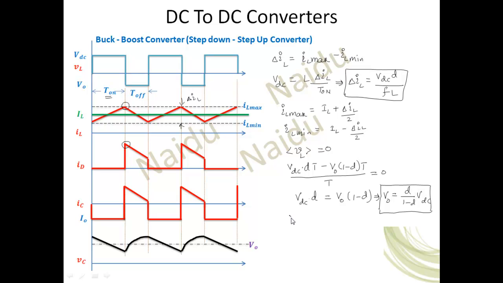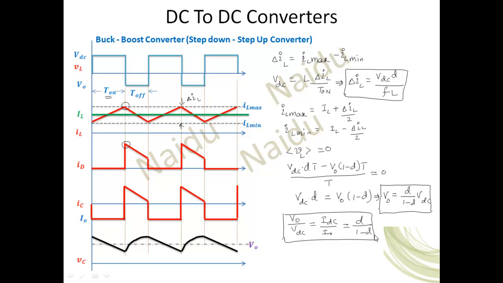The power balance equation is nothing but V average divided by VDC equal to IDC divided by I average. If you cross multiply, you can see that V average into I average is equal to VDC into IDC. From this, V naught by VDC is nothing but D divided by (1 minus D). This is a relationship between source and load current.